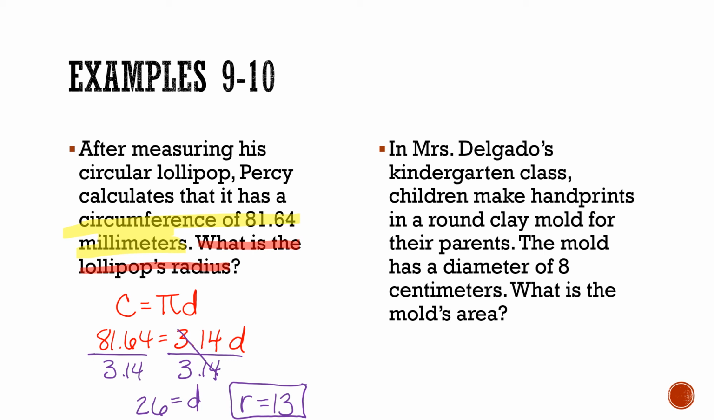In example 10, it says in Miss Delgado's kindergarten class, children make handprints in a round clay mold for their parents. The mold has a diameter of 8 centimeters. What is the mold's area? So our formula for area is A equals pi r squared. So 3.14 multiplied by, now we need the radius here, and we're told that the diameter is 8, so the radius would have to be half of that, which is 4 squared. So 3.14 times 4 squared, or you can do 4 times 4, is 50.24. And that is centimeters.